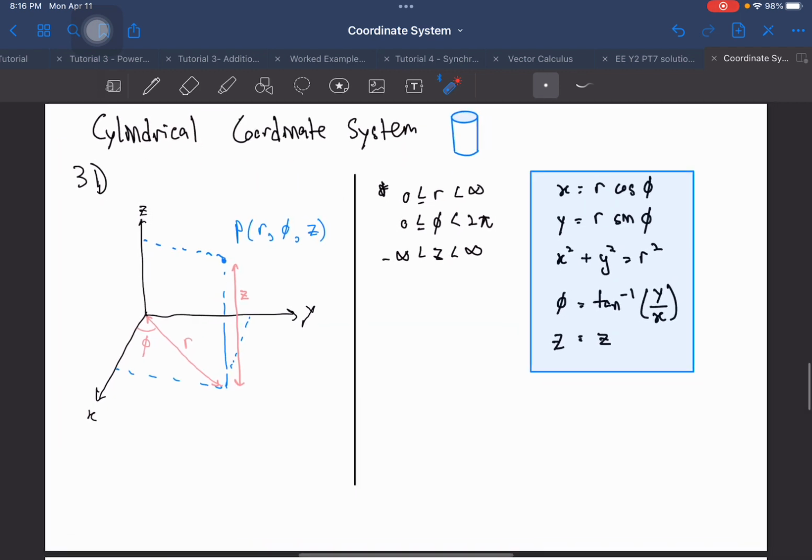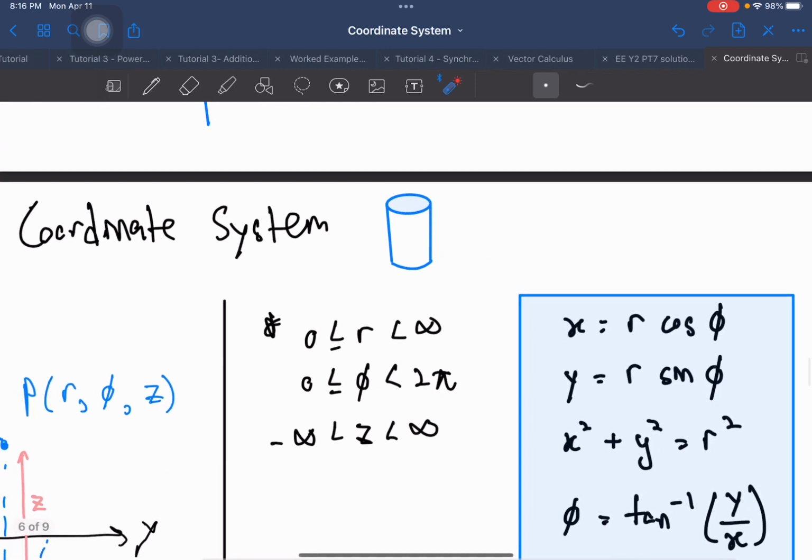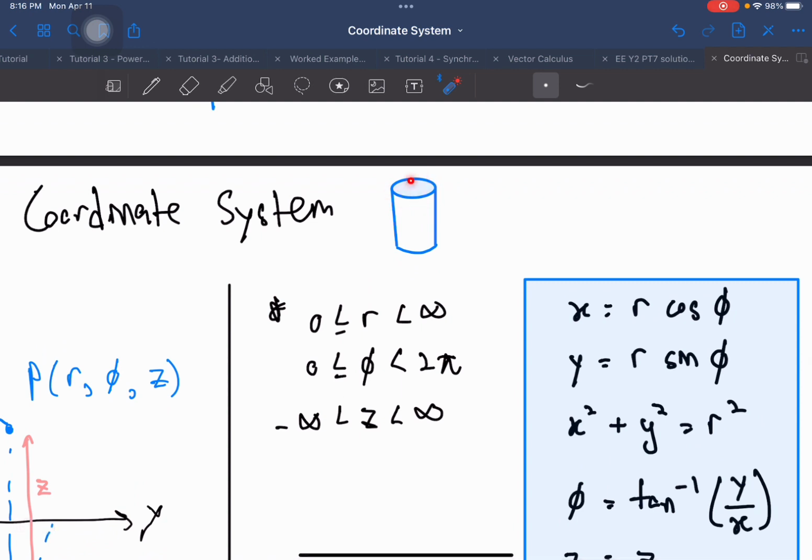Okay, so now we got to talk about the cylindrical coordinate system. So what is so special about the cylindrical coordinate system? It is a polar coordinate system plus a height. As you can see here, this circle is the polar coordinate system that we did just now, and now we introduce a height to it.